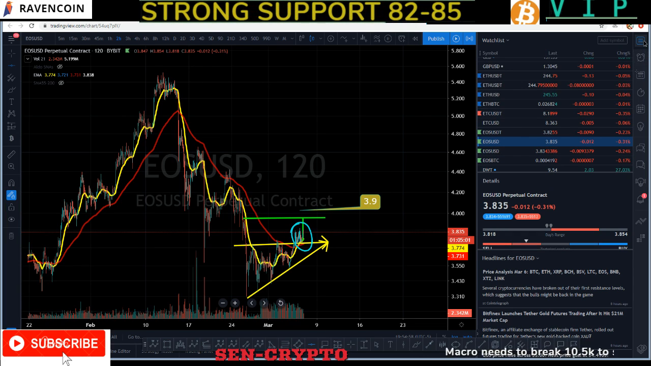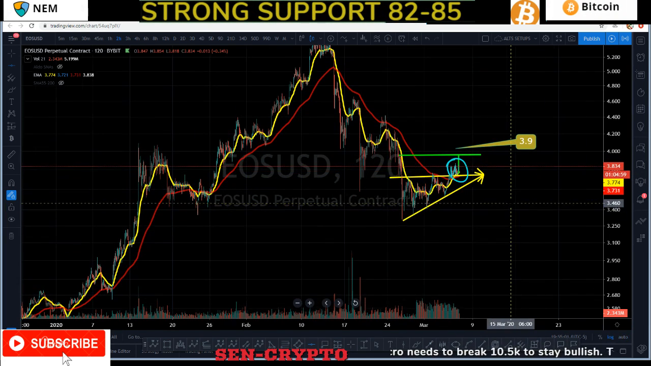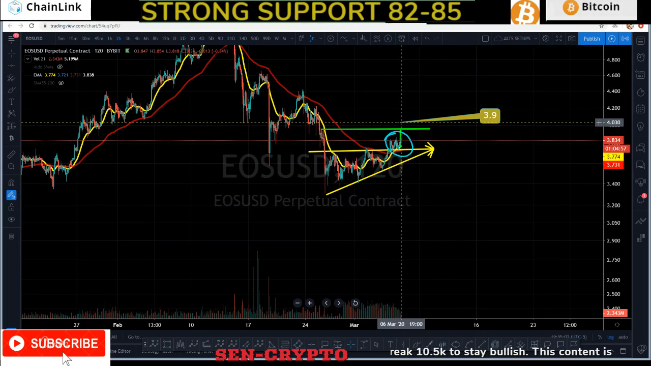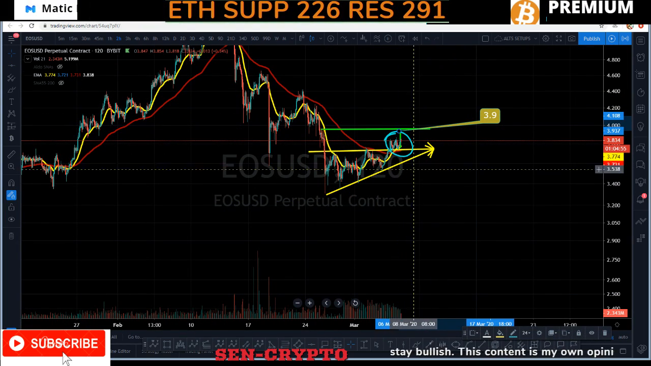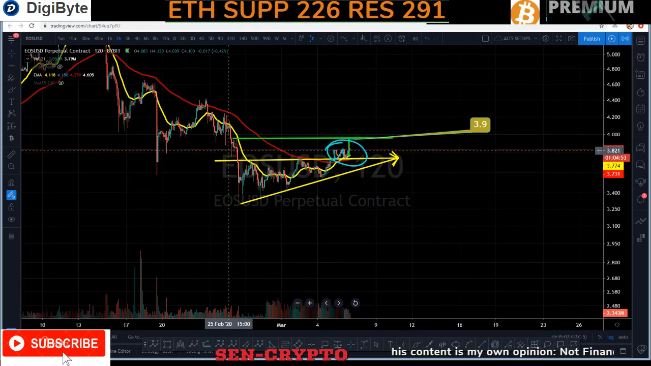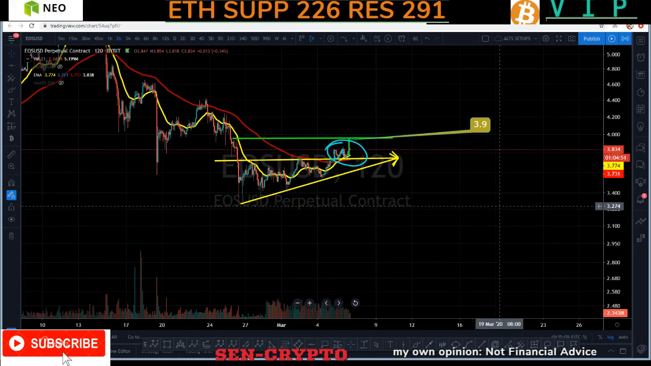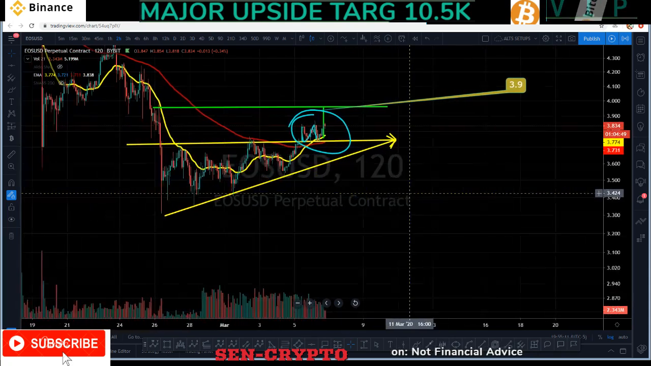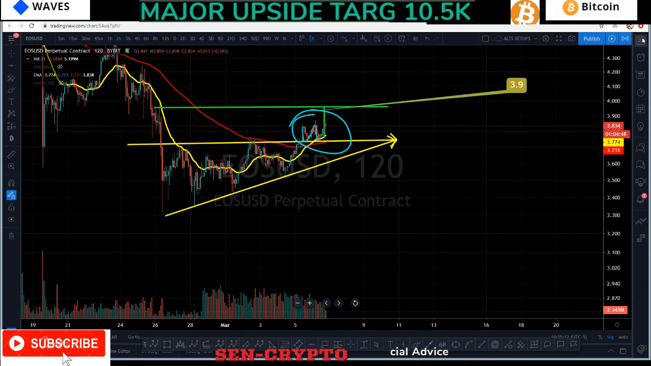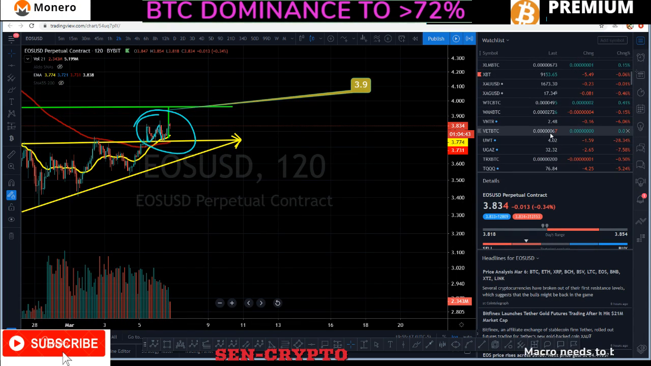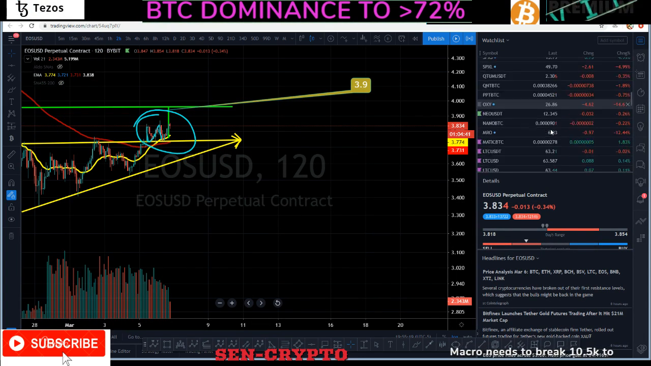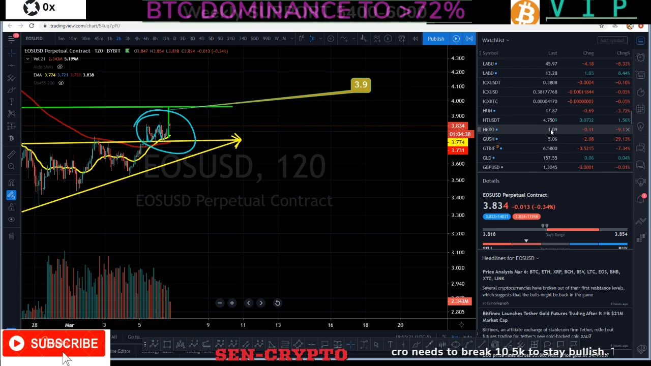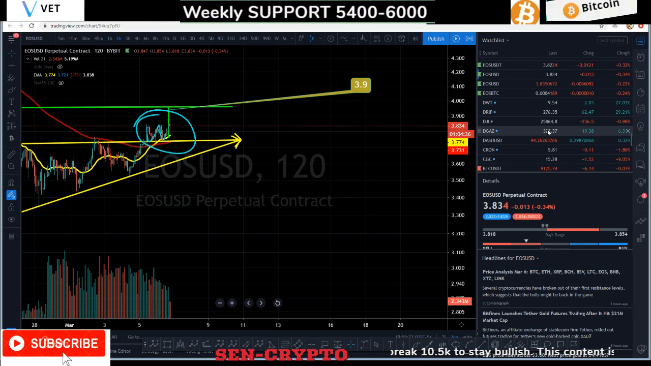So EOS, the resistance we are looking for. I don't have any target for EOS, but I was just looking for this area of 3.9. If we can get this area of 3.9, that's going to be our major resistance we have to pay attention to, at least for the short term. Let's take a look at EOS on Binance.